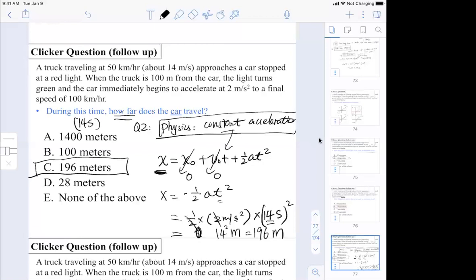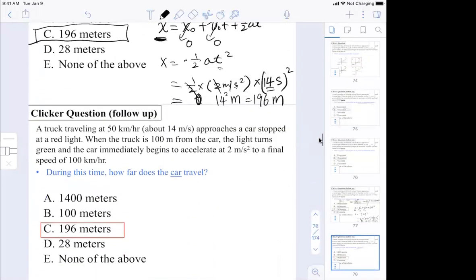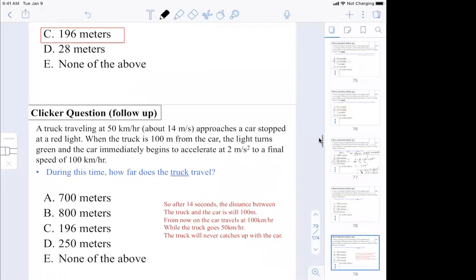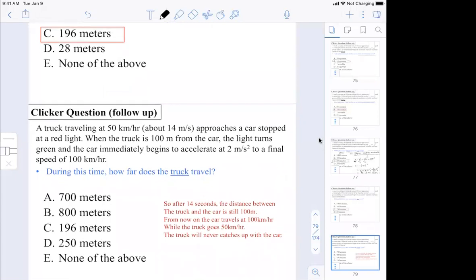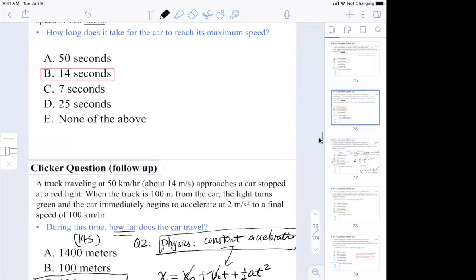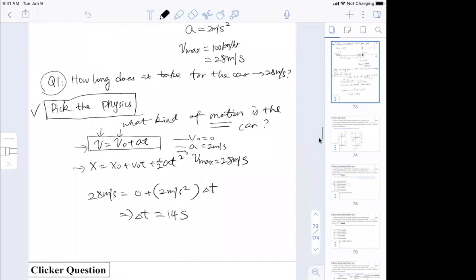So you can see I'm slowly getting closer to the answer to my first question, whether the truck ever catches up with the car. I still don't know the answer. But once we answer this question, we will be able to figure it out. During this time, how far does the truck travel? So I want to go back because I want to draw a new graph to help us understand the whole situation. Let me go back here.